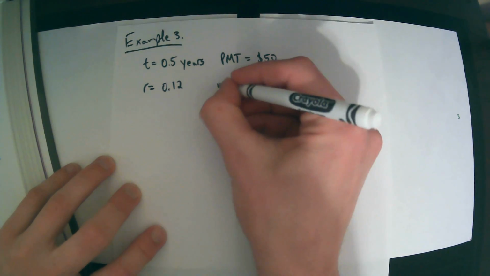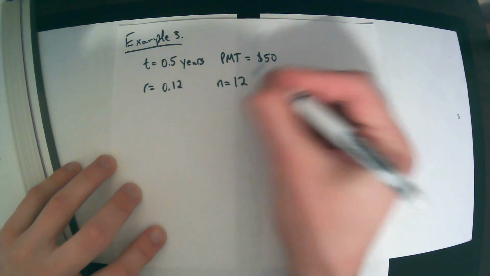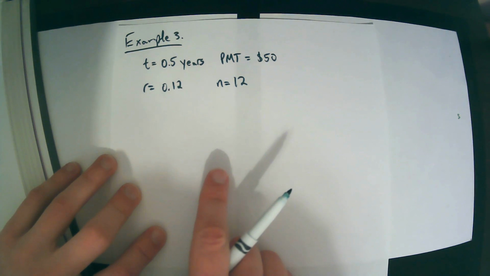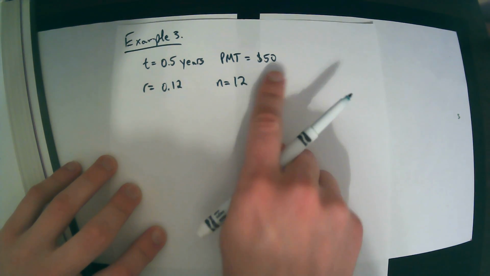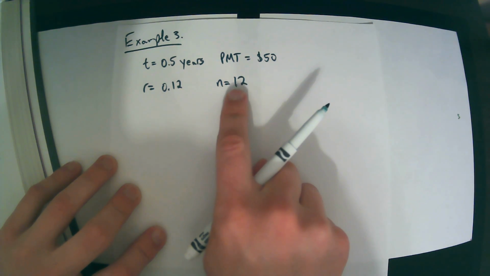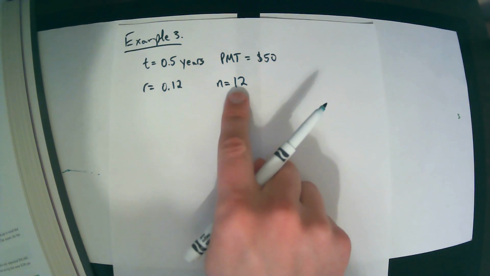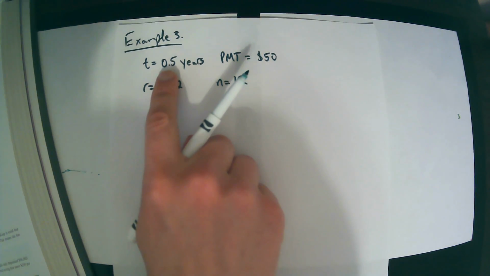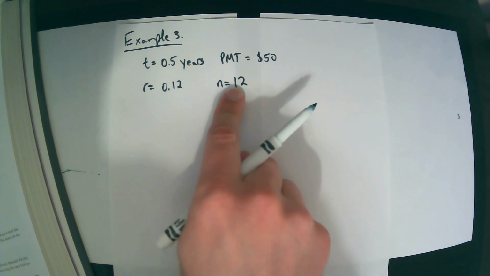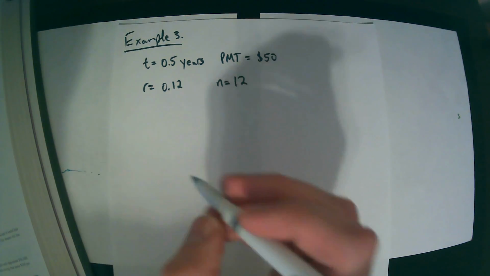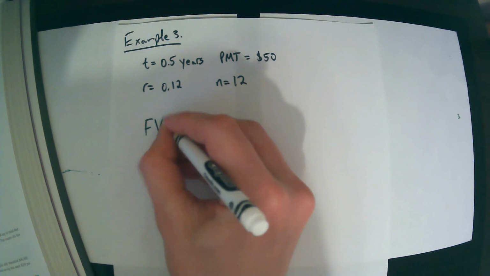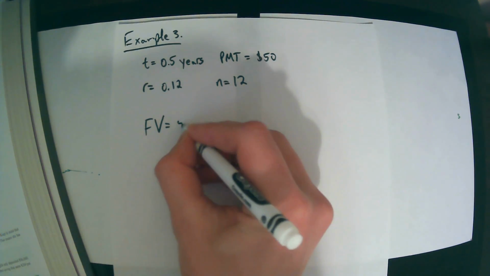And N is going to be 12 because these are monthly payments. So remember, N in this formula for future value deals with how many times per year you are making this payment. And since the payments are monthly, N is 12. Even though we're only doing it for half a year, N is still going to be 12. Okay. All right. So future value is going to be that payment.